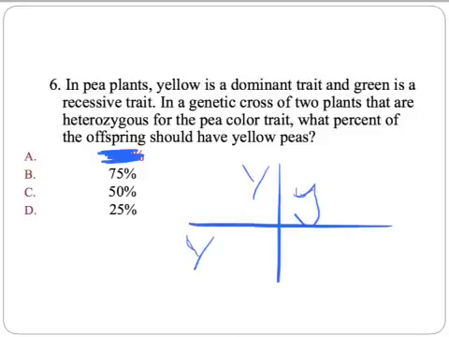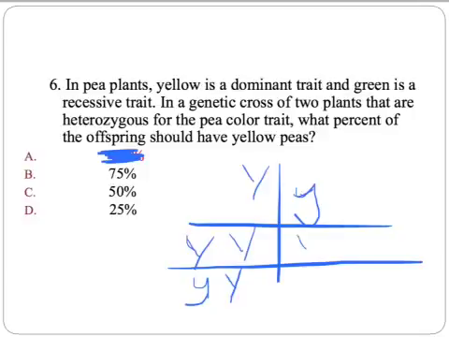Why do I know that? Because so long as there's a big Y in the box, so there's 3 that have big Ys, but look over here, this one's going to have a little y, so there's 1. That's why it's not 100%, it's 75% are going to be yellow. Okay.